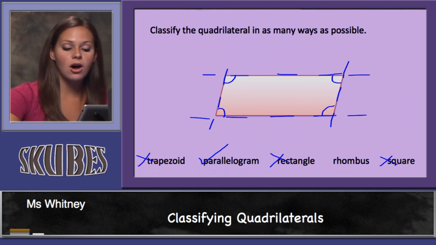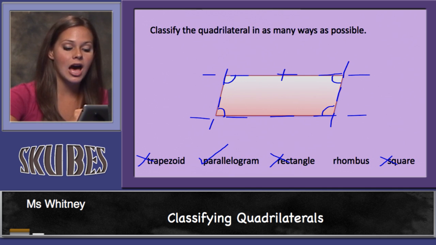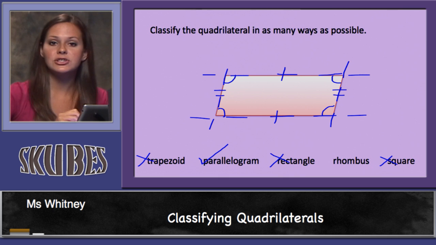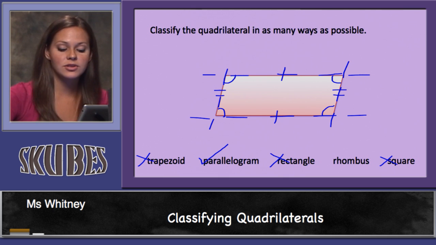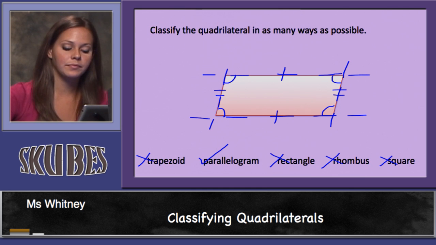To be a rhombus, all sides of this shape must be equal. I can see that the opposite sides are equal, but all the sides do not equal the same length. So this shape is not a rhombus. We will classify this shape as a parallelogram.